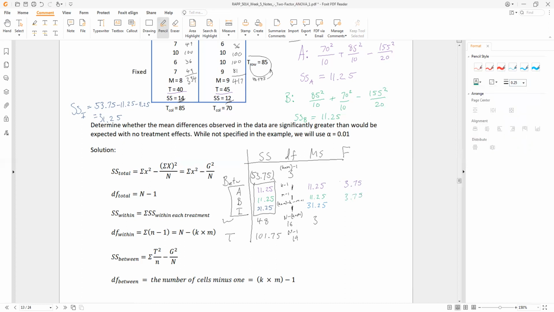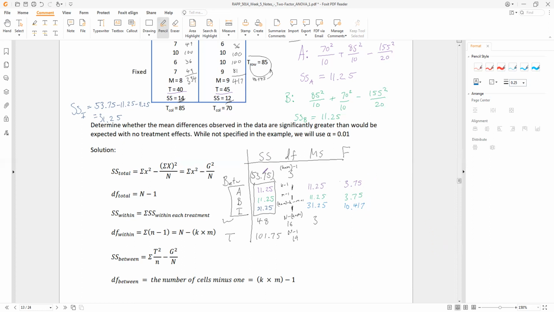It's the same number, right? But it's for a different factor. And then 31.25 divided by 3 is 10.417. And so these are my F scores. Okay, and now I have my F scores, and I'm going to have critical values to compare them to.